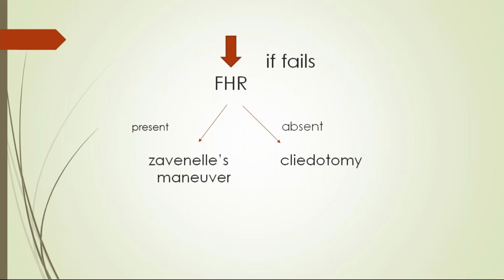If it is present, then we'll go for Zavanelli's maneuver by replacing the fetal head into the pelvis and then deliver the baby by cesarean section. If fetal heart rate is not present, then we'll go for cleidotomy. By doing cleidotomy, we'll decrease the bisacromial diameter and we can deliver the baby. Generally, we do this cleidotomy in a dead fetus.